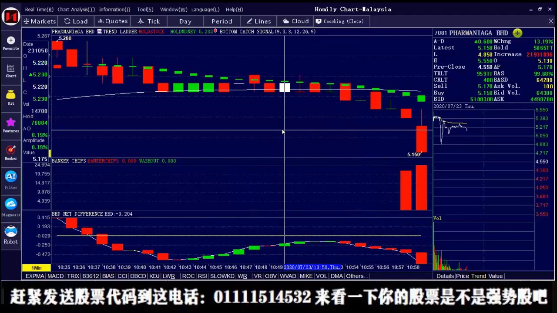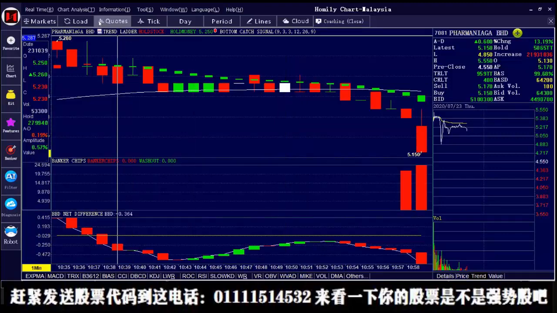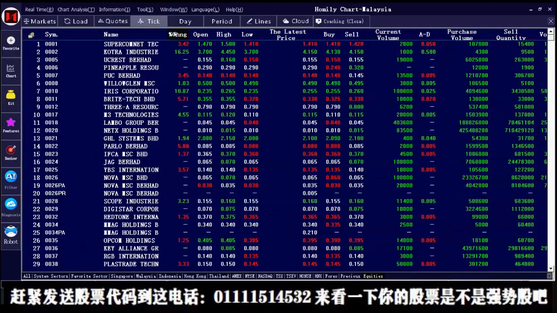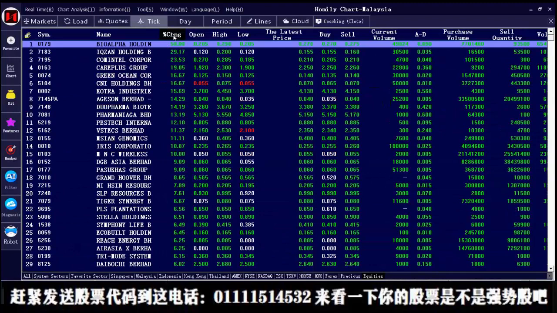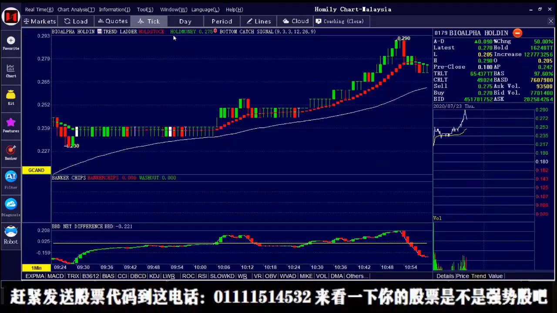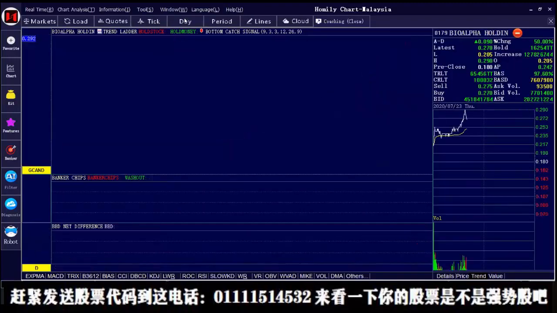Okay, so this is the first one. I will show you another example. Actually, we can make a decision to buy or to sell. During the course, you can focus on it. Sometimes you can see one by one which one meets the condition, and you can buy it.